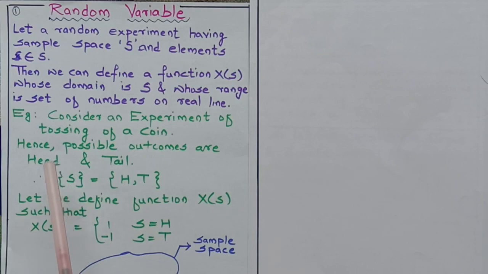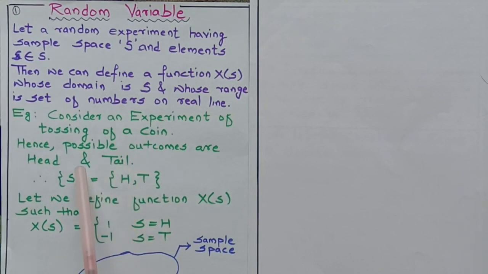So we can consider an experiment of tossing a coin. In tossing a coin the possible outcomes are what? Head and tail. So the sample space has two possibilities, head and tail. Let us define function x of s such that x of s is equal to 1 when s is equal to h, that is head, and it would be -1 if the outcome is tail.